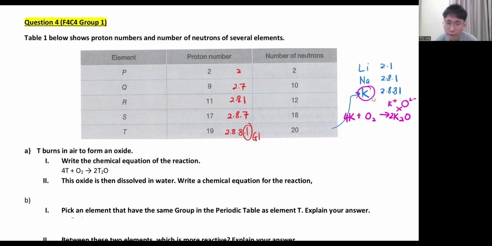Okay, guys, this is group 1 burning with oxygen. Then they say this oxide is then dissolved in water, write a chemical equation. If you want to dissolve in water, I'm going to take your K2O plus water. So what do you get, guys? If you remember, H2O plus your metal oxide, this K2O, it becomes one thing only. And what is that one thing? KOH. Then balance equation. So you're going to get something like this: T2O plus H2O, you get 2TOH.